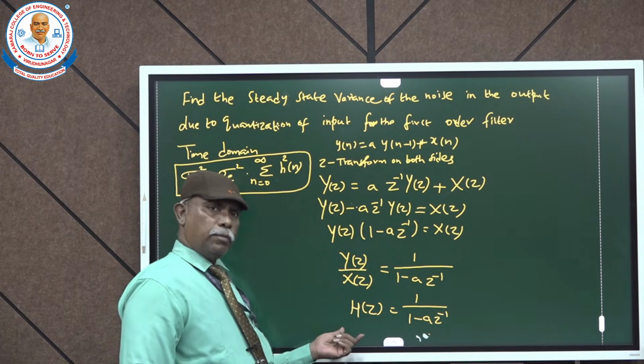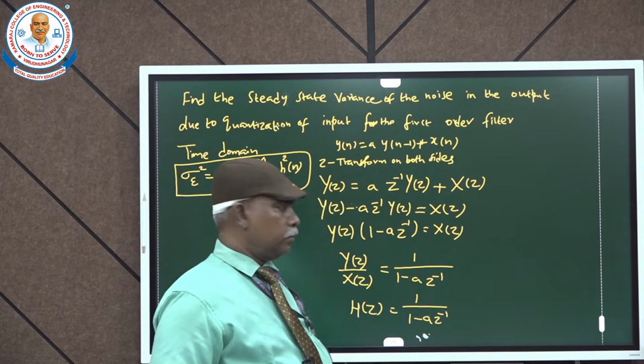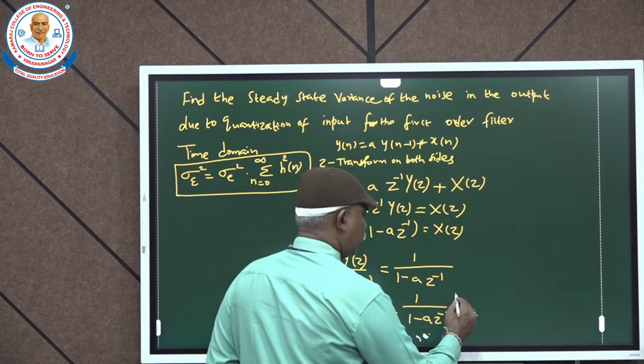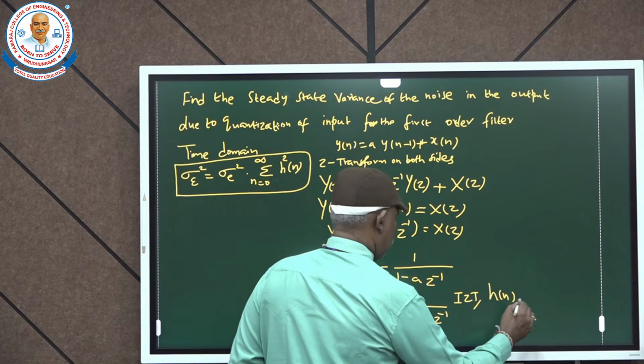Now h of Z is found. What is h of n? h of n means you just take the inverse Z transform. The inverse Z transform of h of Z is h of n. So you take the inverse Z transform. So h of n is equal to, what will come?